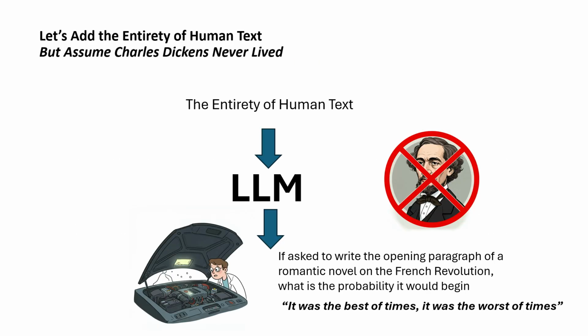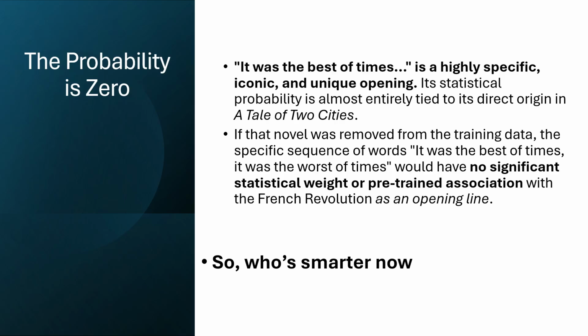Well, let's say we added the entirety of human text, but we assume that Charles Dickens never lived. So there are no novels by Charles Dickens, there are no articles about him, and we ask this LLM to write the opening paragraph of a romantic novel on the French Revolution. What is the probability that it would begin with, "It was the best of times, it was the worst of times"? Now that's what Dickens wrote, the iconic first sentence of the novel, A Tale of Two Cities. What's the probability that an LLM could do it? Well, the probability is zero.